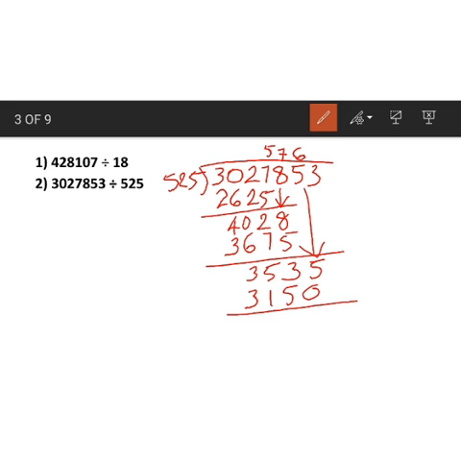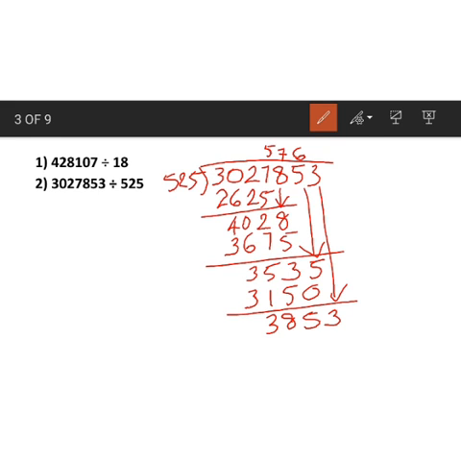Now we'll subtract. We'll get 385. So bring the next one down. It is 3. Now we can check whether it is divisible by 525.